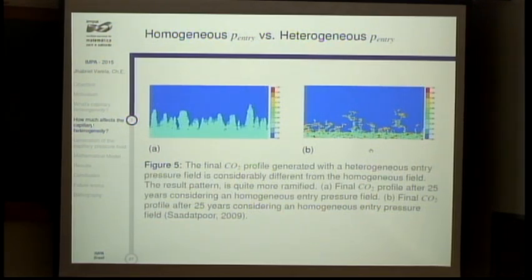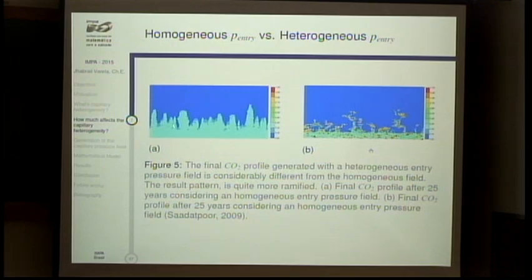So how much does the inclusion of this phenomenon affect the results? These are the results of Sadat from the University of Texas at Austin in 2009 that include this phenomenon and compare with a homogeneous capillary pressure field. In figure A, we can see a simulation for 25 years without the inclusion of the capillary heterogeneity, and B, with the inclusion of capillary heterogeneity.